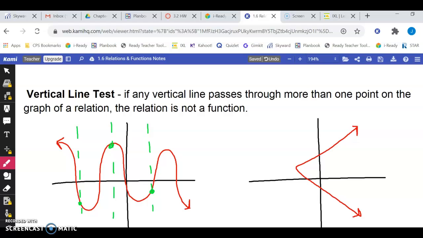If I move over here to this other one and I draw the vertical line, I'm going to pass through here and here. So that would fail the vertical line test. That is not a function.